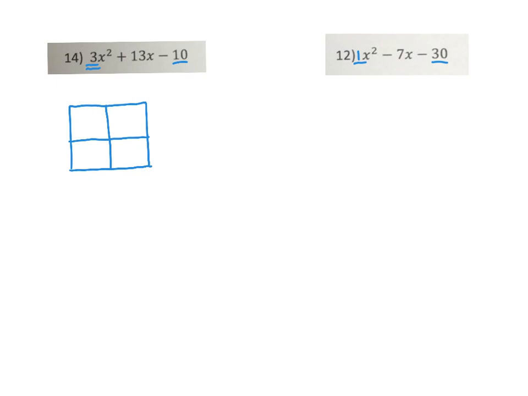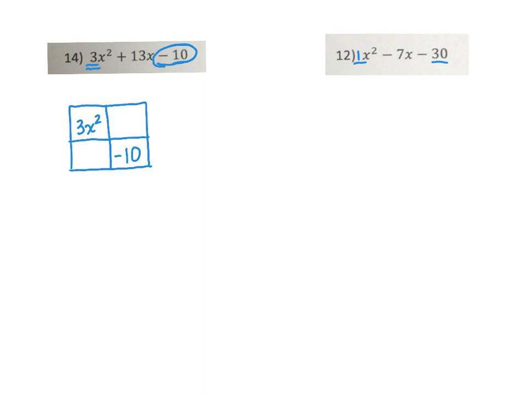And then what you do is we're going to fill in those squares. So we're going to start with the 3x squared, the first term, and we're just going to put that in the top left-hand square. Then we're going to go to the last term, which in this case is a negative 10, and we're going to put that in the bottom right-hand square. And then we're going to multiply those two things together.